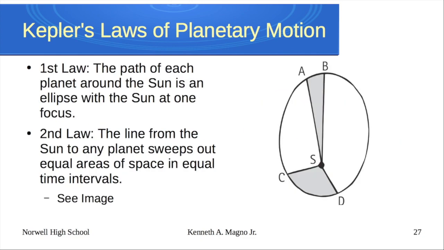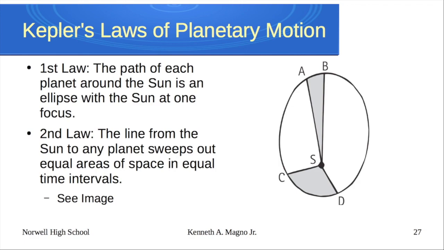So the first one was kind of easy: the path of each planet around the sun was an ellipse, and the sun was the focus of the ellipse. Okay, so here's an example, a little drawing here where the sun is one of the focuses. Technically over here somewhere would be the other focus, but we really don't care about that. We just really care about the sun.